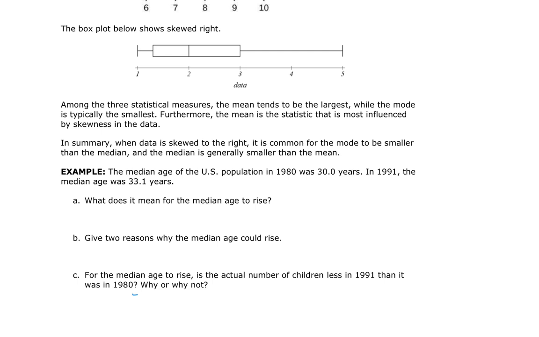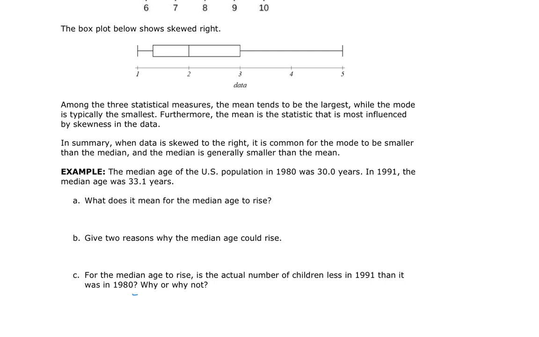So for the median age to rise, is the actual number of children in 1991 less than it was in 1980? And that's not necessarily the case. In 1980, 50% of the population was 30 years old or less. In 1991, 50% of the population is 33.1 years or less. So if you look at the population median in 2022, that means 50% of the population was 38.9 years or less. That's what it means for the median.